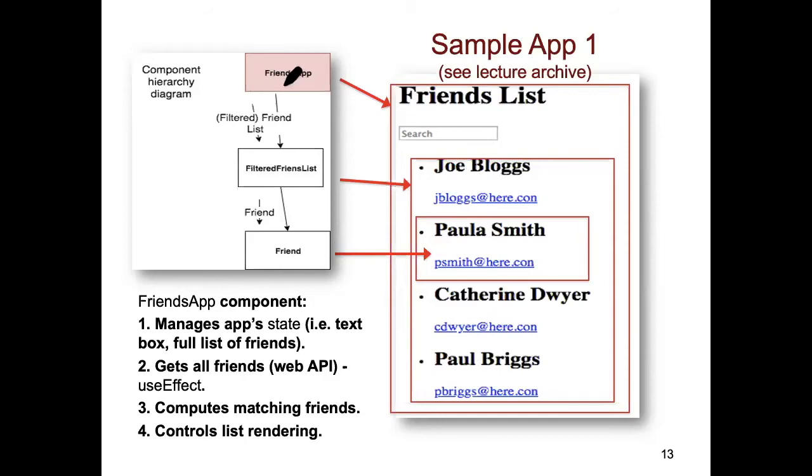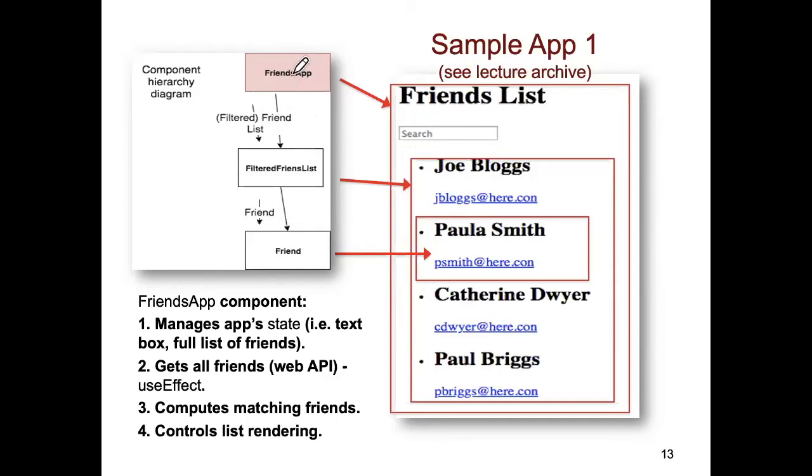And this component is responsible for rendering the title, the text box, and it also manages the listing component, if you like. That's hence this relationship here. So it delegates the actual displaying of the friends to this component. And it passes down the list of friends that it wants displayed at any one time to this component.